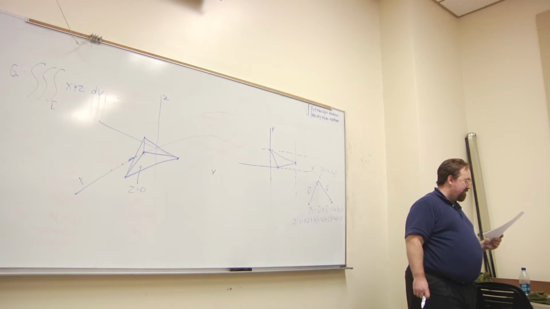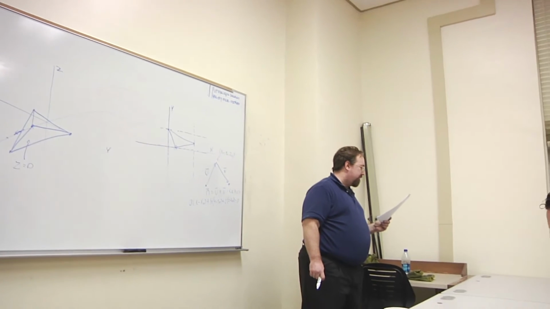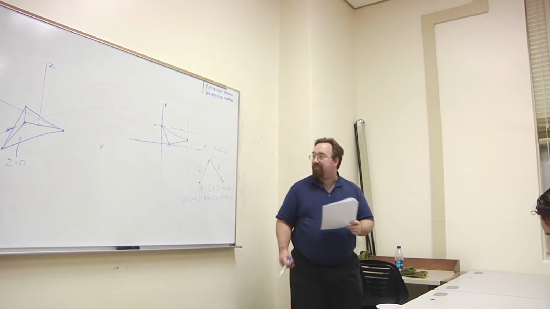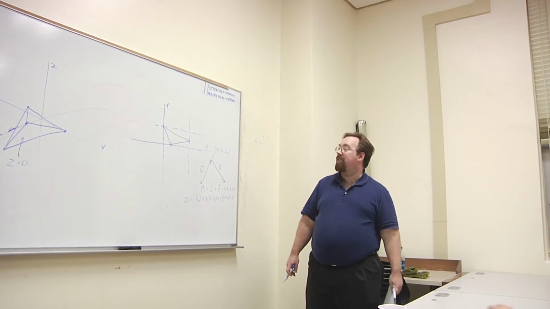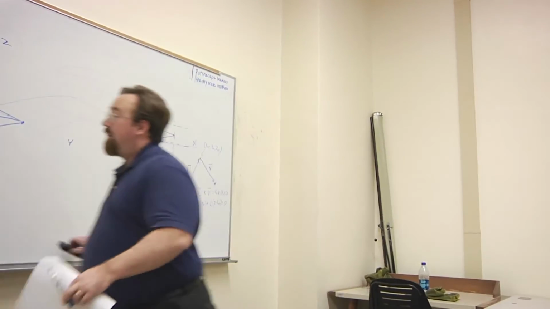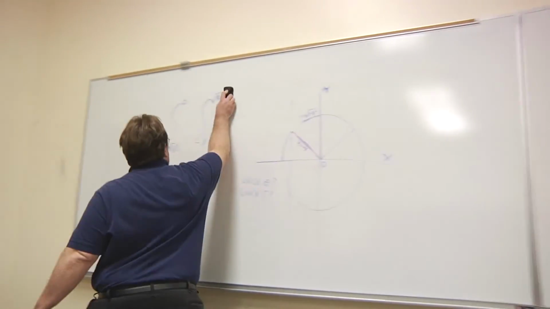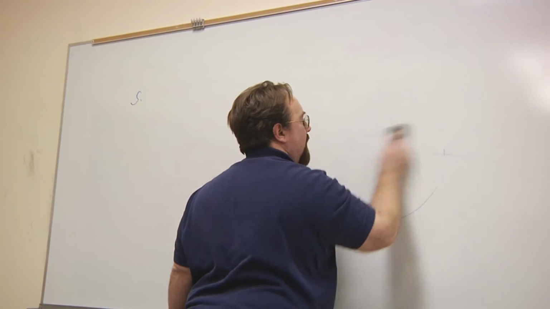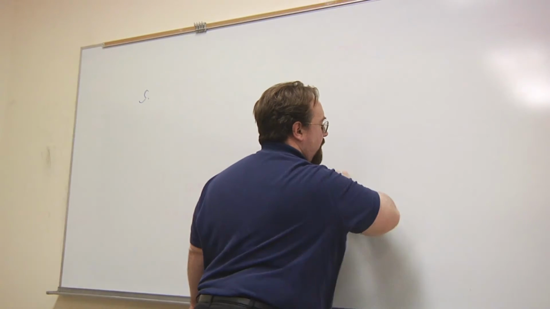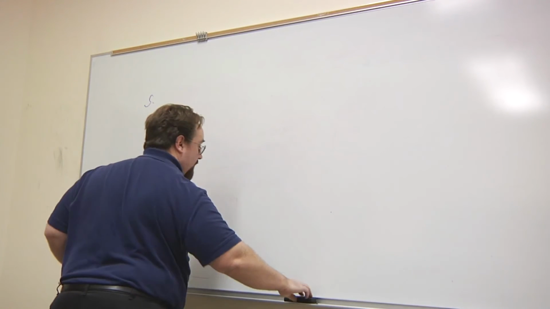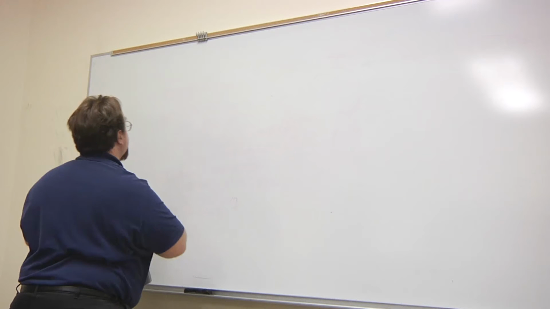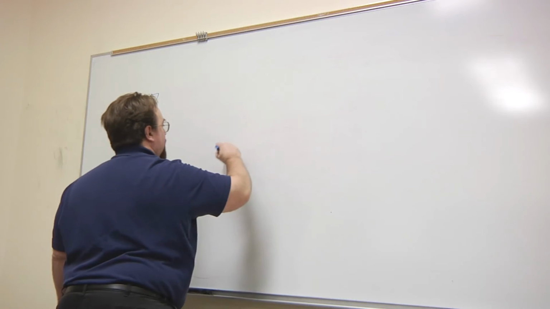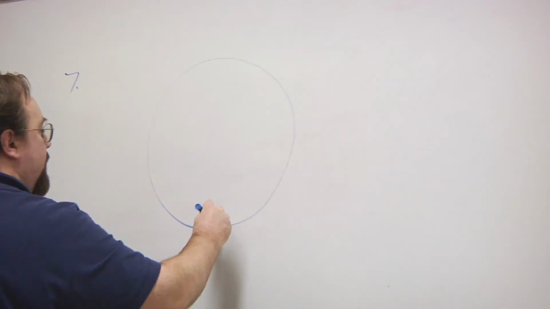All right. Number 7, mostly verbal. A sphere with a hole drilled through it, using cylindrical coordinates. So what I'm going to do is at least provide some visualization like the other ones. Looking at the sphere from the side.